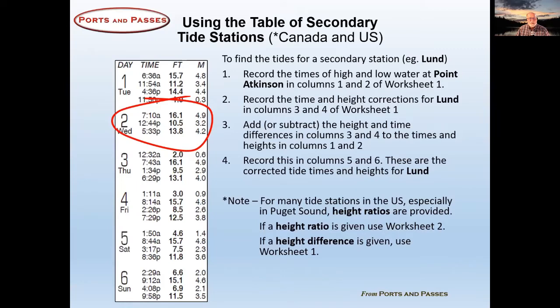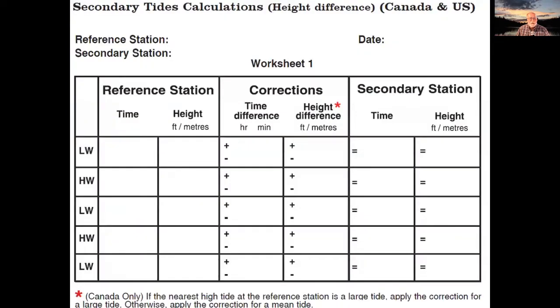So let's go to the tide tables and pull out the data from Point Atkinson for the day we're interested in, in this case, the 2nd of February. We take this information and we grab one of the worksheets. We're going to do the calculations for Lund, February 2nd, 2022, and the reference station is Point Atkinson.